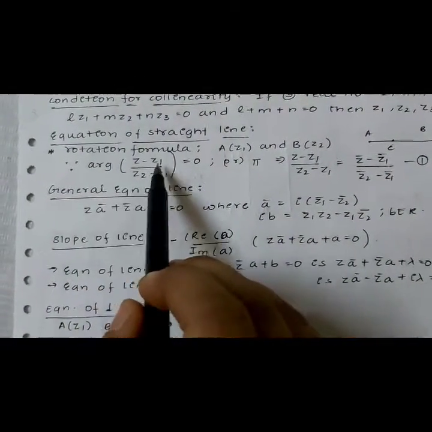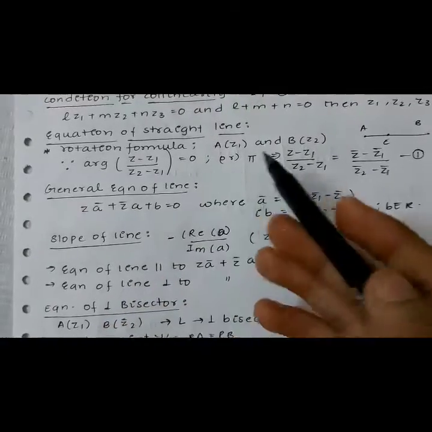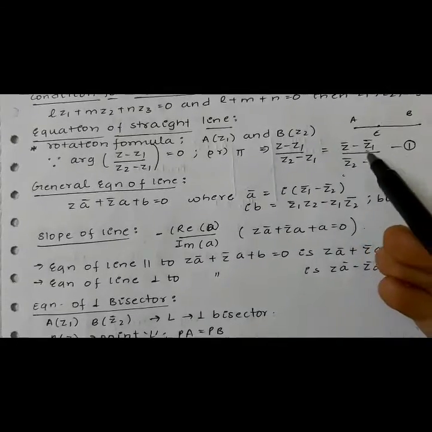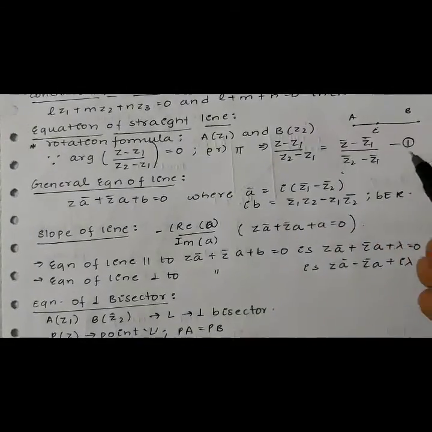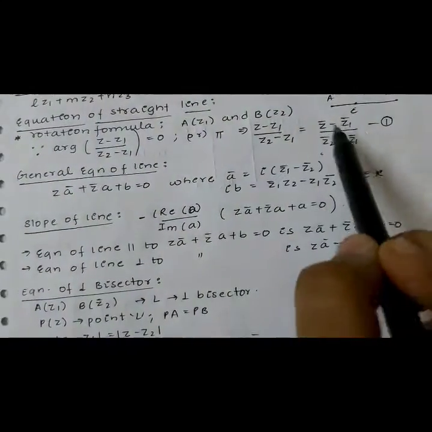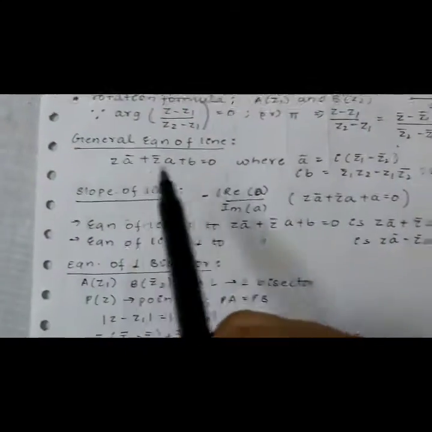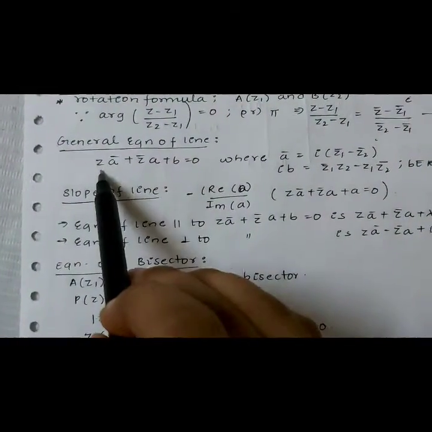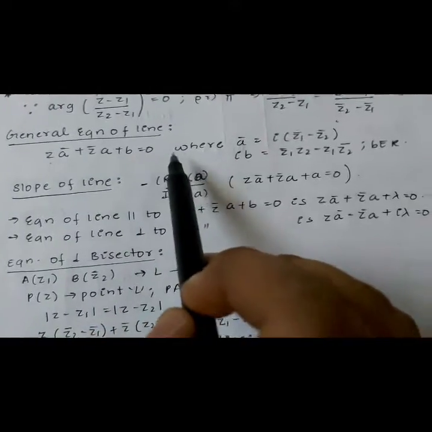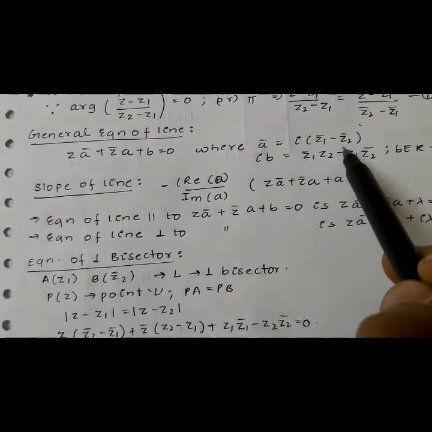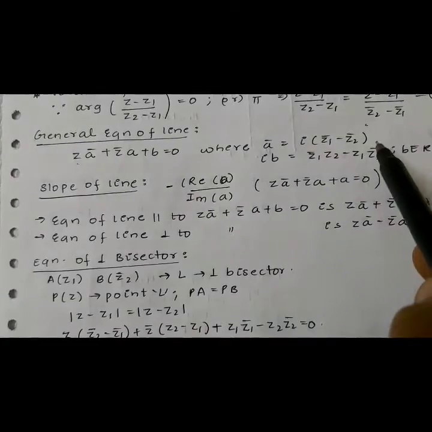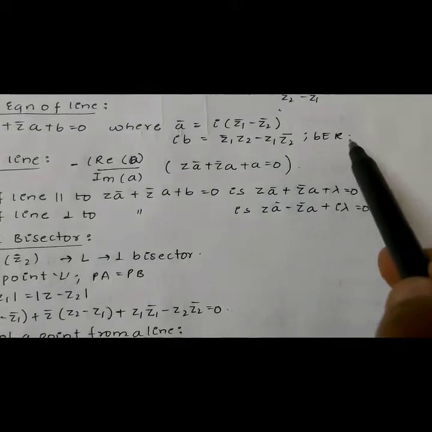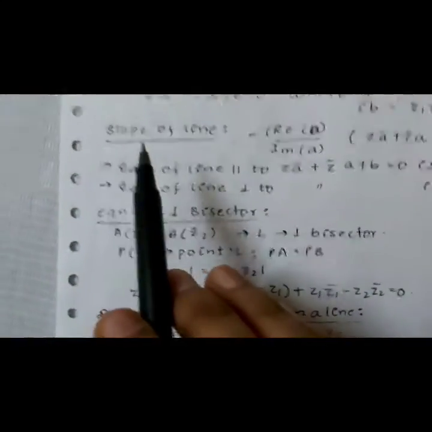Since argument of (z minus z1) by (z2 minus z1) is 0 or pi, then (z minus z1) by (z2 minus z1) is (z bar minus z1 bar) by (z2 bar minus z1 bar). Let us consider this as equation 1. And the general equation of a line is given by, from equation 1, we get z a bar plus z bar a plus b is 0, where a is i into (z1 minus z2), a bar is minus i into (z1 bar minus z2 bar), and i b is z1 bar z2 minus z1 z2 bar, where b belongs to real numbers. Next we come to slope of a line.